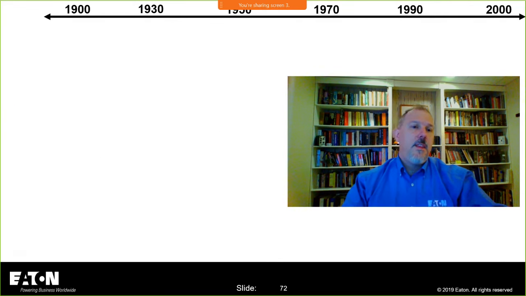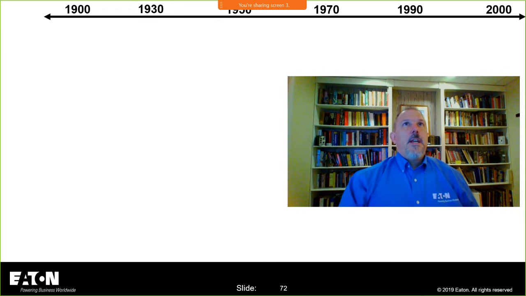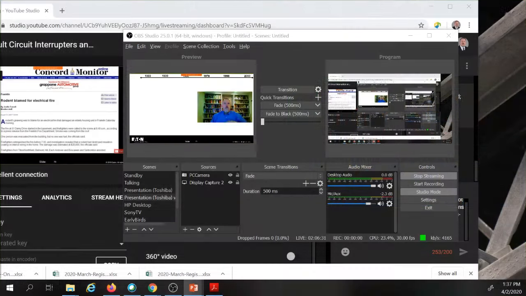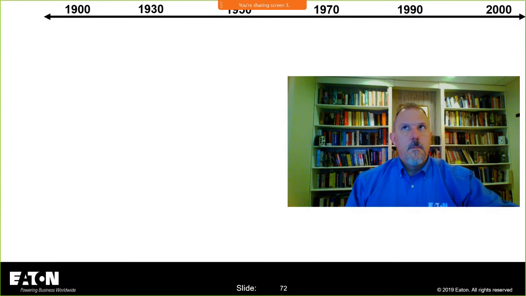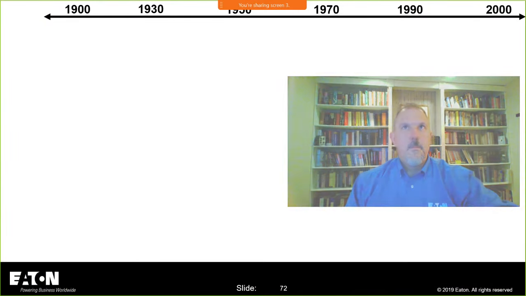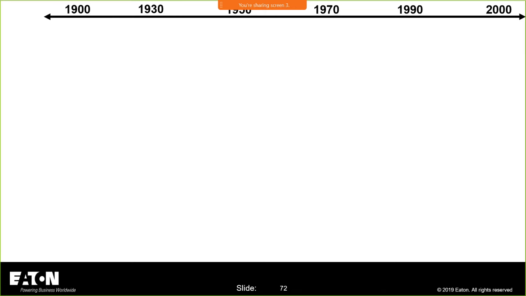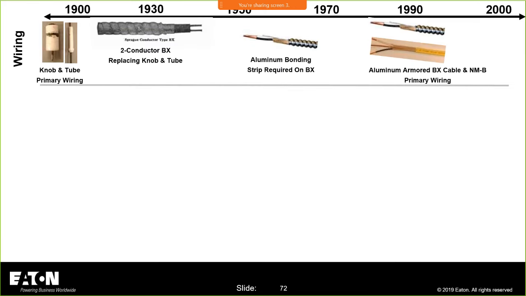So now, if you look at history a little bit, I love this slide because we went from knob and tube to BX to two conductor, then we had aluminum bonding strip inside, and then we came into what we know throughout the years.